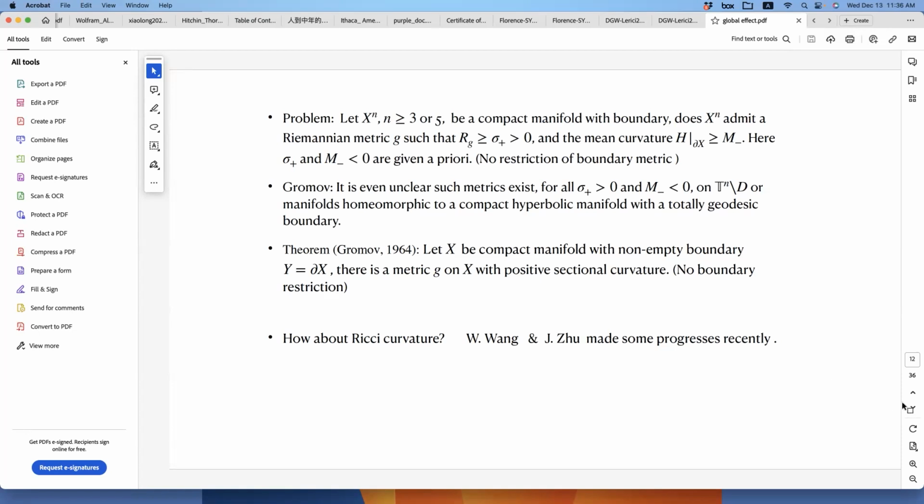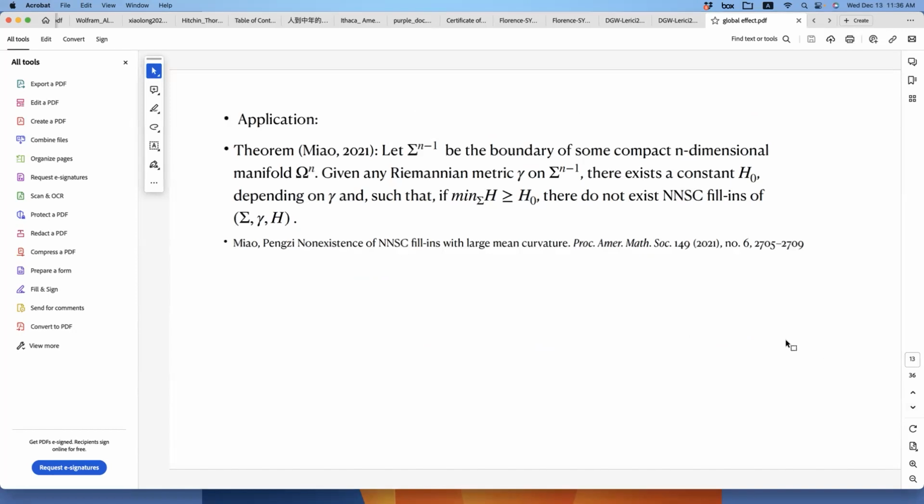Now, there is a very beautiful application of our extension theorem, due to Pengzi Miao. His result said that let sigma be the boundary of some compact manifold, which is denoted by omega. Given any Riemannian metric gamma on sigma, there always exists a constant H naught, depending only on gamma, so that if the mean curvature is bigger than this H naught, there does not exist a non-negative scalar curvature filling. Okay, now the following pictures illustrate the main idea of the proof.